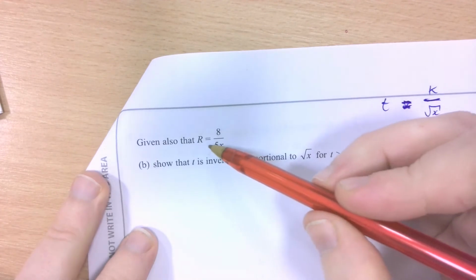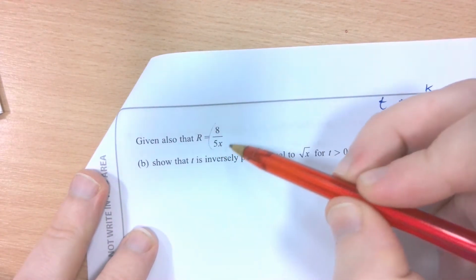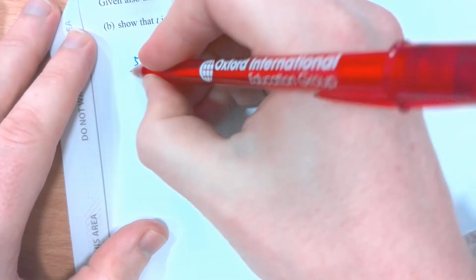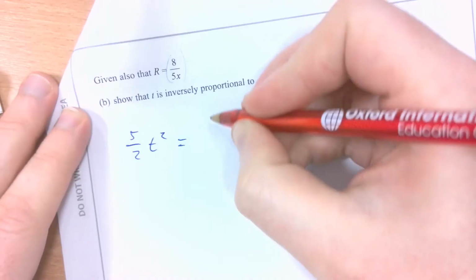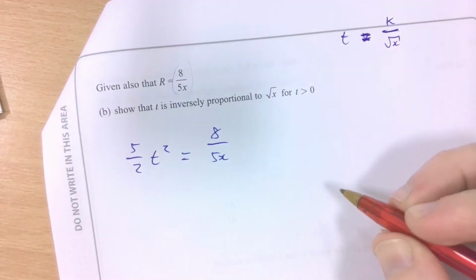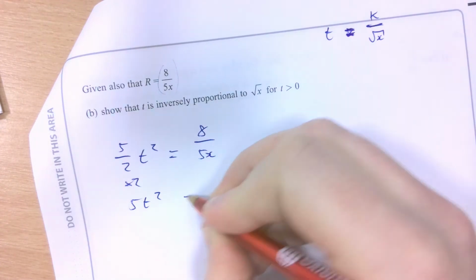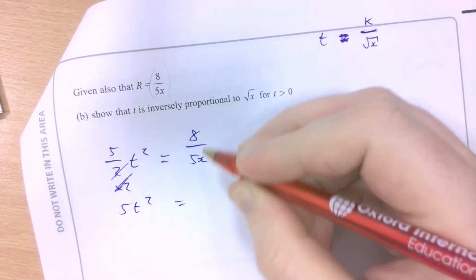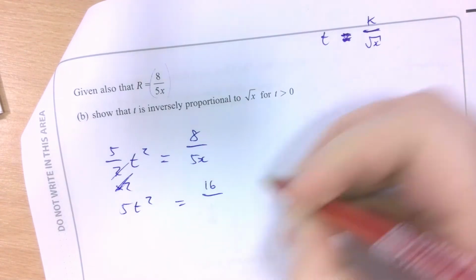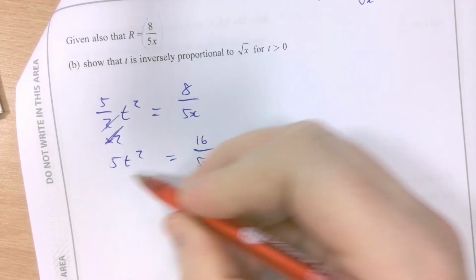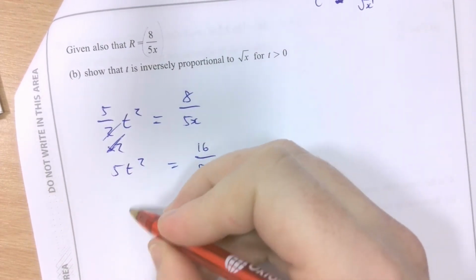Because I've got an expression for r here, 8 over 5x, I also have an expression for r over here, 5 over 2 t squared. Let's set them as being equal to each other and see what happens. 5 over 2 t squared equals 8 over 5x. Let's see what happens if we rearrange. Times both sides by 2. We get 5t squared on the left because that denominator cancels, and then 8 on the right hand side becomes 16 because this fraction's doubled. So far so good. If we divide both sides by 5, we notice what happens next.